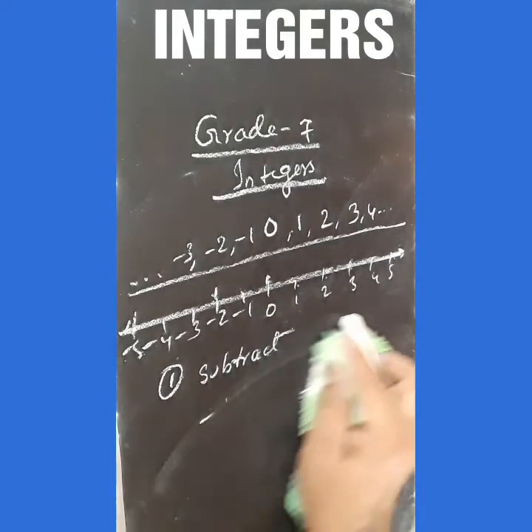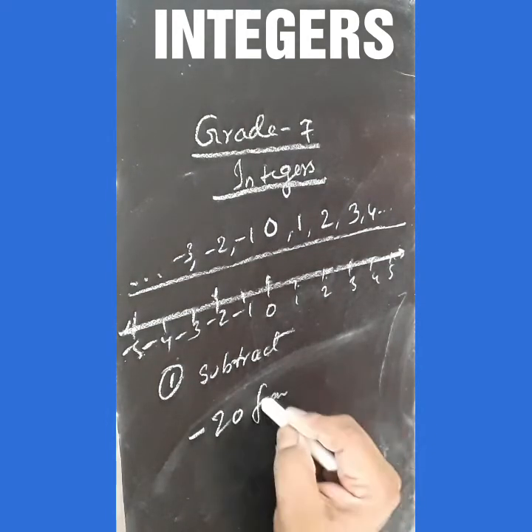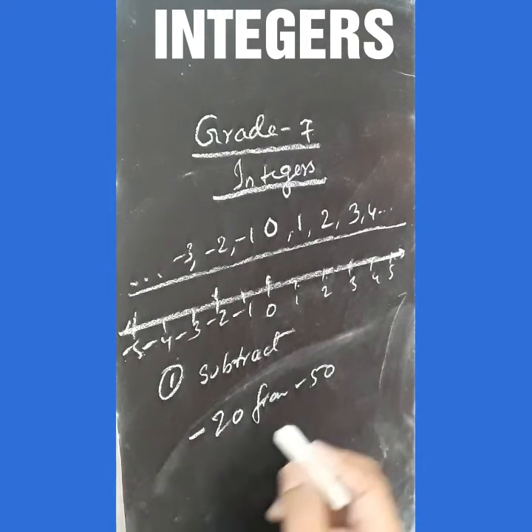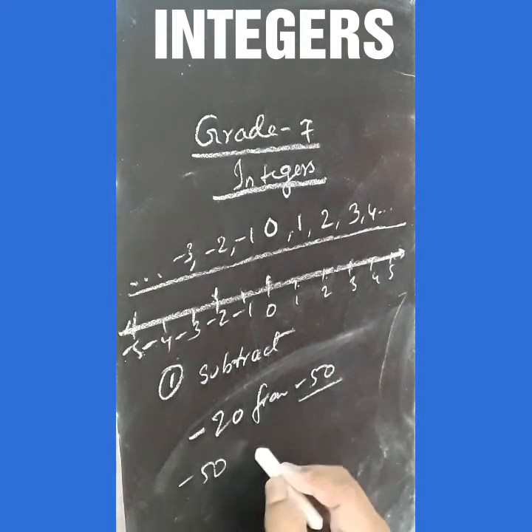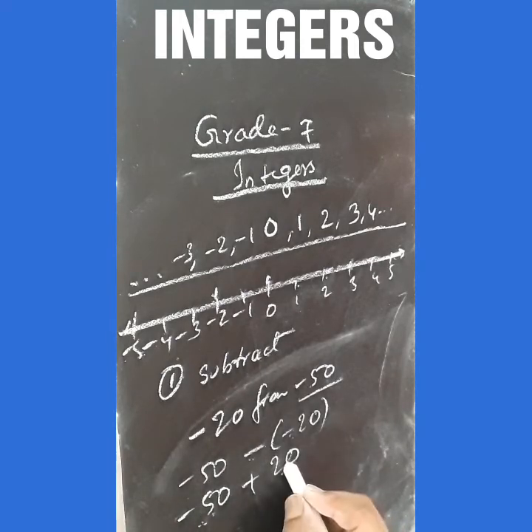Take another example. Minus 20 from minus 50. We will write this minus 50 here. First minus of minus 20. We will have to change the sign of this. Minus 50 plus 20. Again both have different signs. We will subtract them. We will find their difference. 50 minus 20 we get 30, and the number with greater absolute value here is 50. It has negative sign, so we will write minus 30 here.